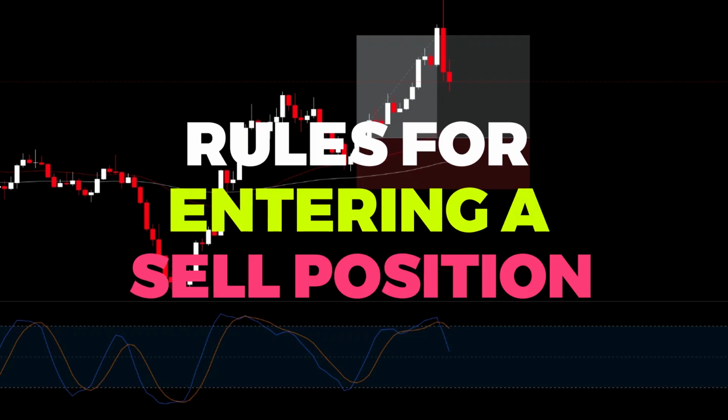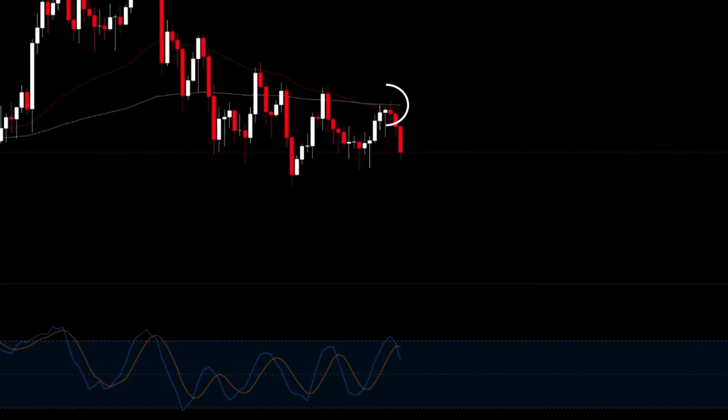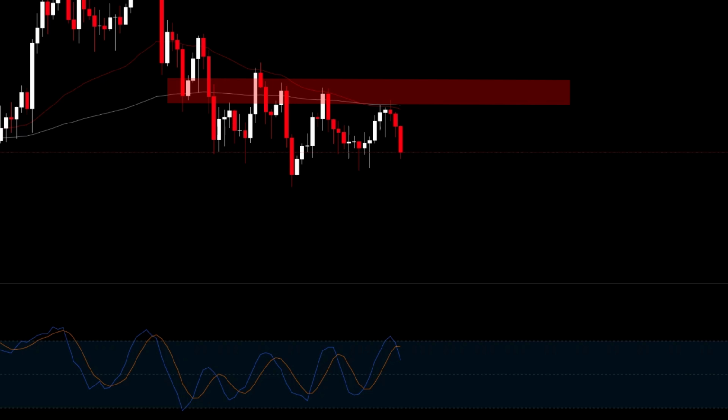Rules for entering a short position. When the 50-period moving average crosses below the 150-period moving average, indicating a downtrend, only look for short positions. In these conditions, when the price reaches the 50-period and 150-period moving averages, they form strong resistance, and we look for selling opportunities on the pullback to these two moving averages.